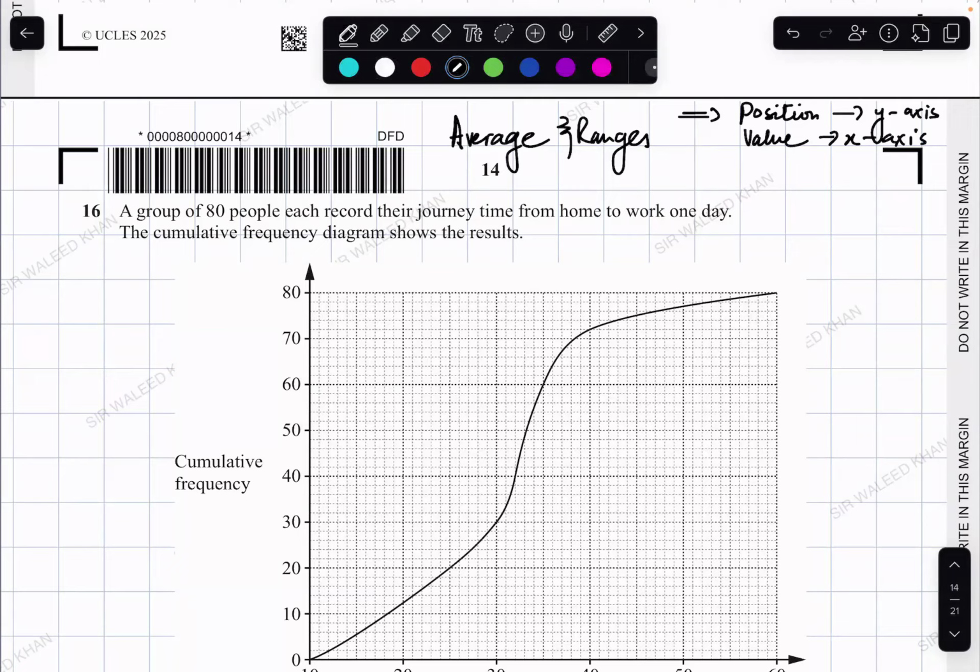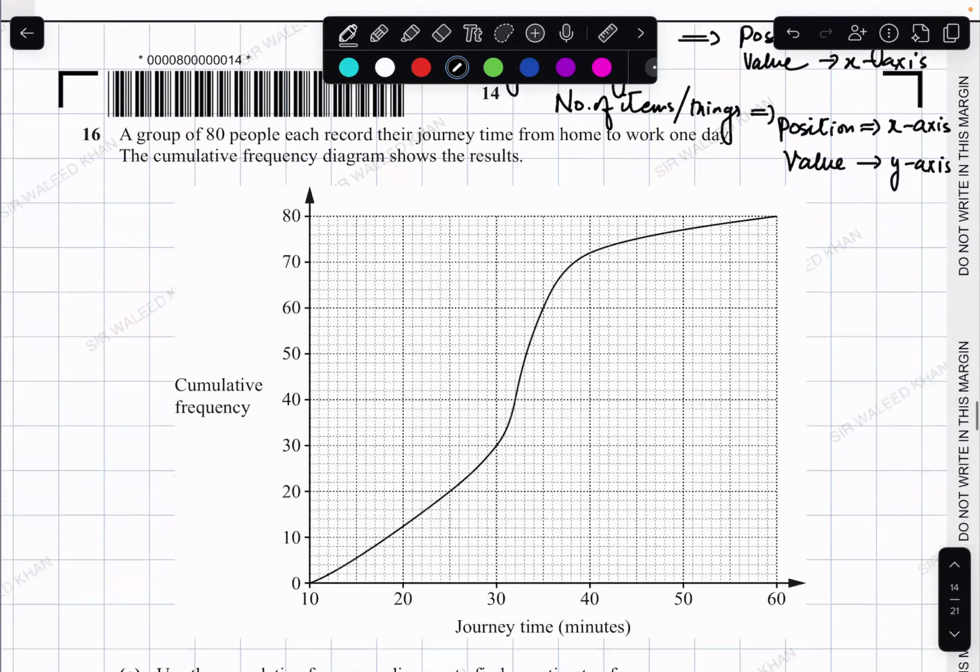And for the number of items, number of things, it can be students, it can be fruit, it can be vegetables, anything, right? Number of items, things, this is the opposite. Now, for position, we are going to look at the x-axis, and for value, I'm going to look at the y-axis. Okay, remember this. Now let's do.